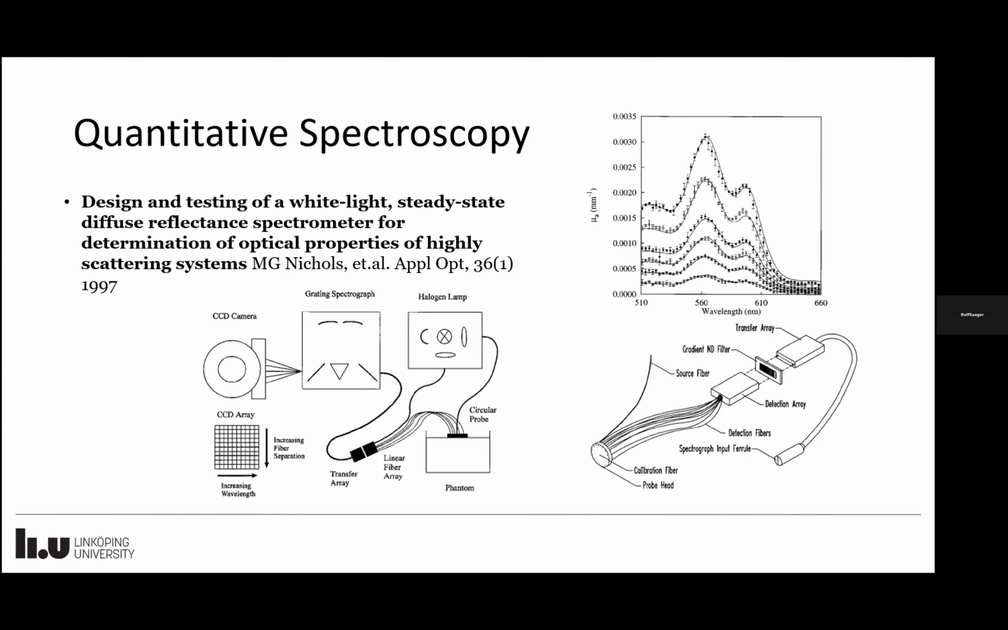And with the multiple distances, they can separate absorption from scattering. And this was an example of different concentrations of hemoglobin in a liquid phantom, where they could compare the simulated results and what their measured results with their inverse solver would provide. So again, quantitative results, high spectral resolution for cases in homogeneous media.